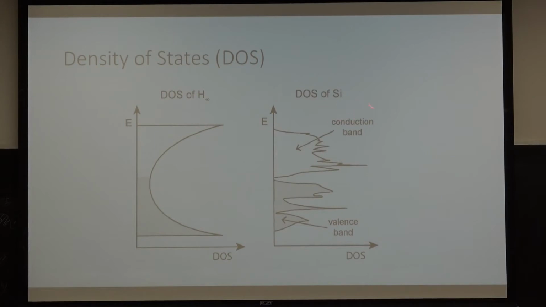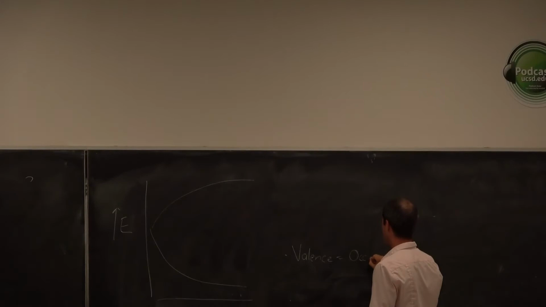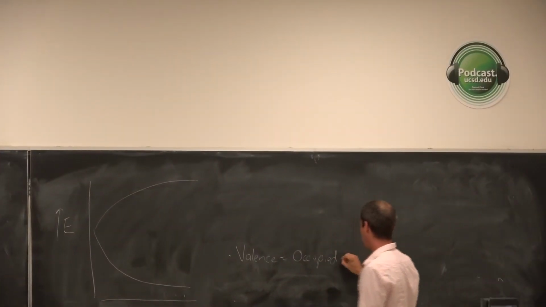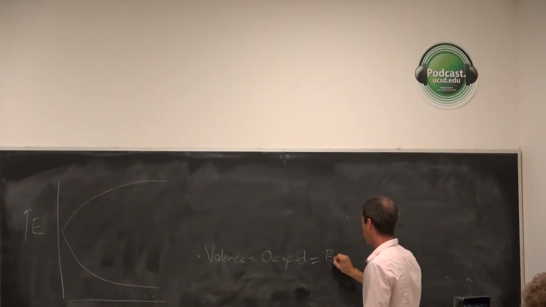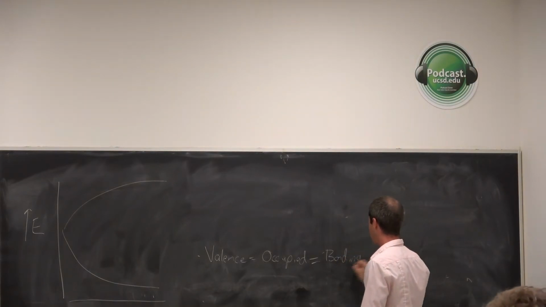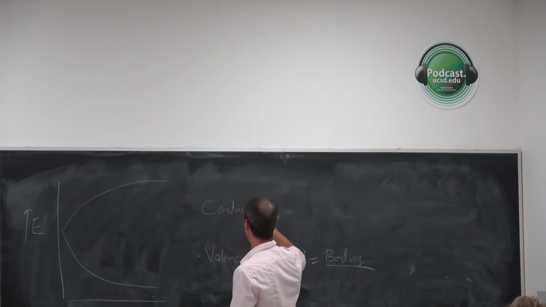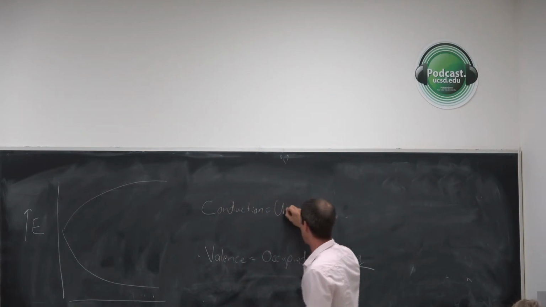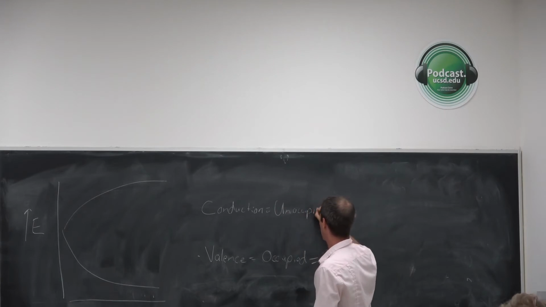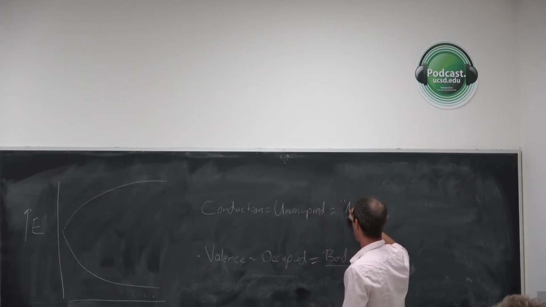And this is what it looks like in silica, where you have the valence, which is known as the valence band, which is your occupied orbitals, or bonding, if we want to call it that, and our conduction band, which is our unoccupied, and which is our anti-bonding.